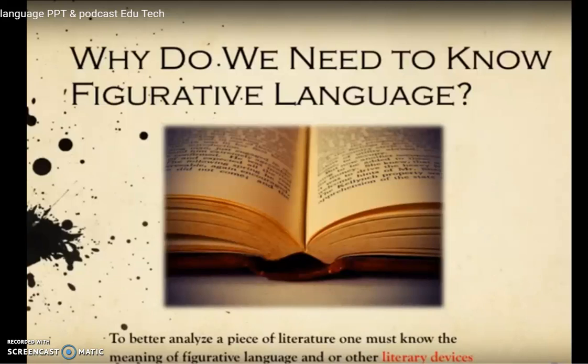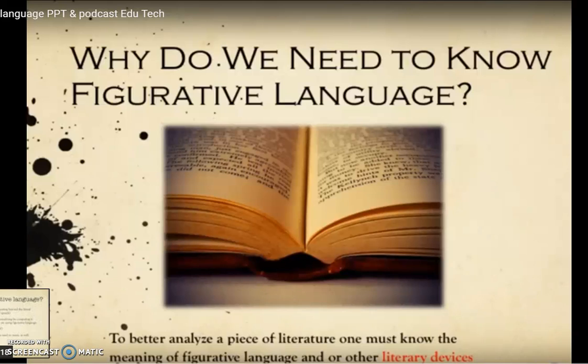Figurative language is what we use to better analyze a piece of literature. When we talk about literature, we're talking about anything you read. One must know the meaning of figurative language or other literary devices. Today we're just going to talk about figurative language. Other times we're going to talk about literary devices, just not today.